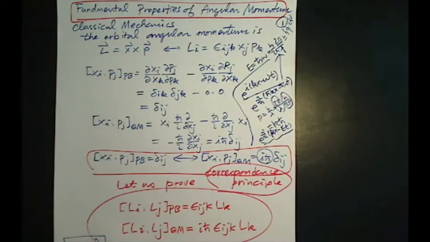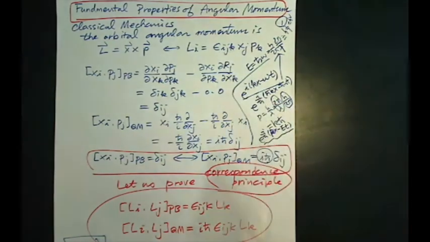Okay, let us first study the fundamental properties of the angular momentum. The orbital angular momentum is expressed as a cross product, L equals x cross p. The ith component of the orbital angular momentum is epsilon ijk x_j p_k, where j and k are summed over.